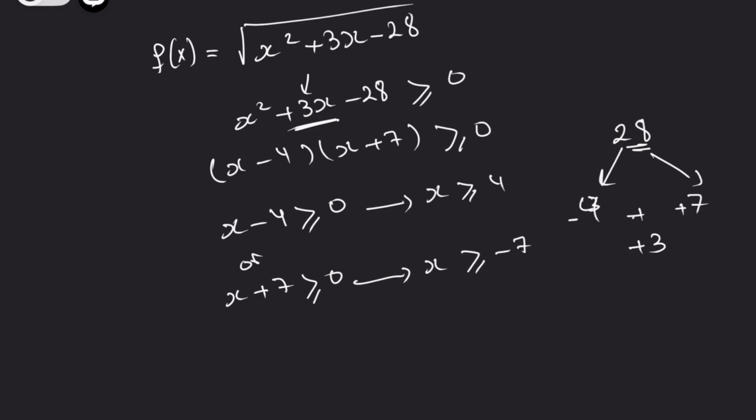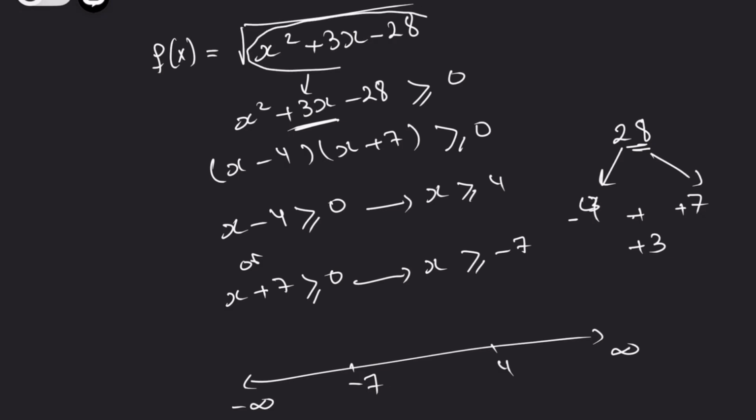Now, how can I write my domain? We must make our number line. So here we have minus 7, here we have 4, and here we have positive infinity and negative infinity. Now, our first condition, as we said before, I don't want to have a negative number here, okay?